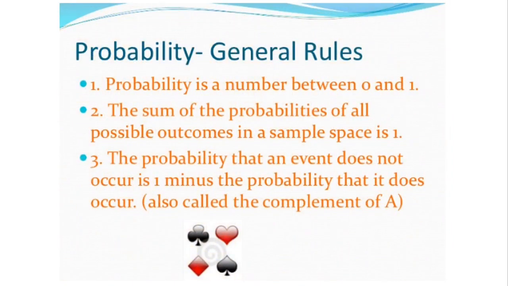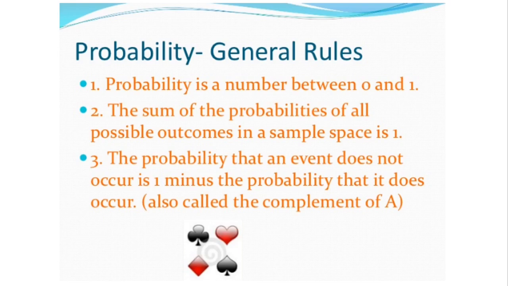even or odd. And here we have some general rules of probability. The probability is a number between 0 and 1. Probability is always in between 0 and 1. It should not exceed 1, and it should not be less than 0. If you take any probability, it's always in between 0 and 1.